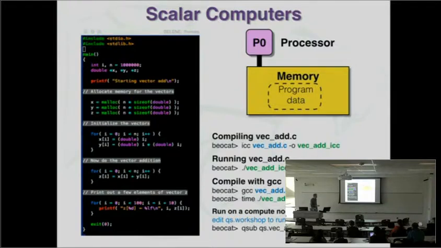So we start with I equals 0. We take x0 plus y0, put it in z0, hit the end bracket, we go around here, we increment by 1, we test, is 1 less than 1,000,000? Yes. So we do x1 plus y1, z1, and we do this until this test is not true. So we do it for 1,000,000 iterations.